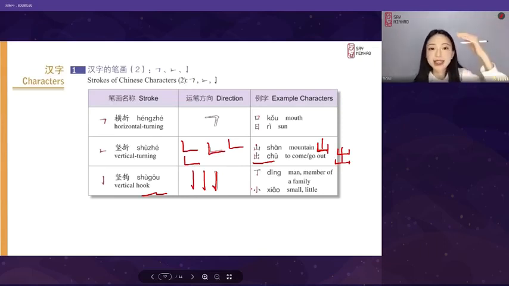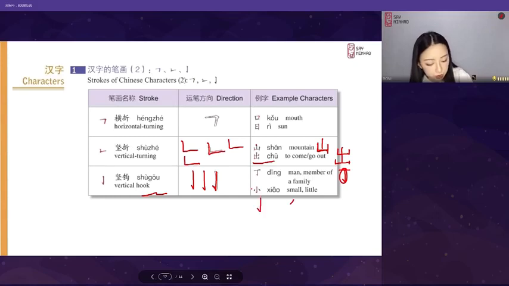First one is Ding, which means a member of a family. There is a horizontal first here and then a vertical hook. Another example is Xiao, which means small and little. We can see the vertical hook is in the middle and two dots here. This is Xiao and vertical hook.